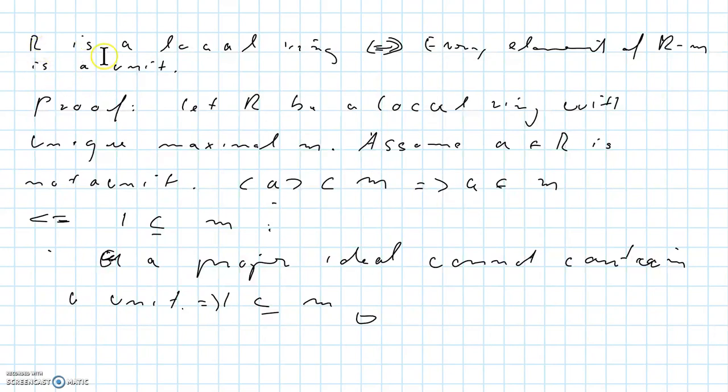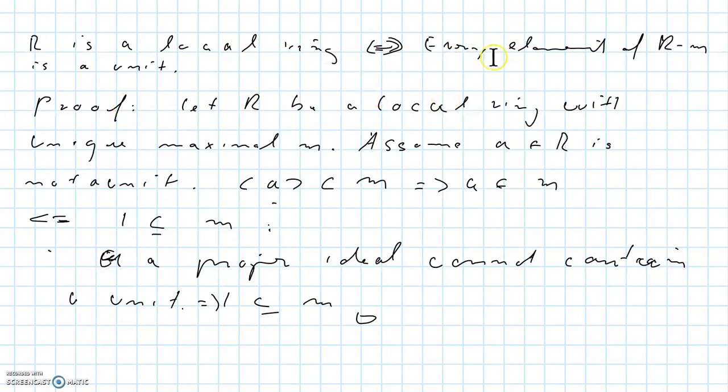And what you see here, this text I've written, is what we wrote in the first mini lecture. We have proven that the ring R is a local ring, so it has a unique maximal ideal, if and only if every element of the complement of the maximal ideal, so the maximal ideal was called M and R minus M denotes the complement of this maximal ideal, is a unit. You can either read through the proof here, or you can watch the first mini lecture in case you haven't done this.